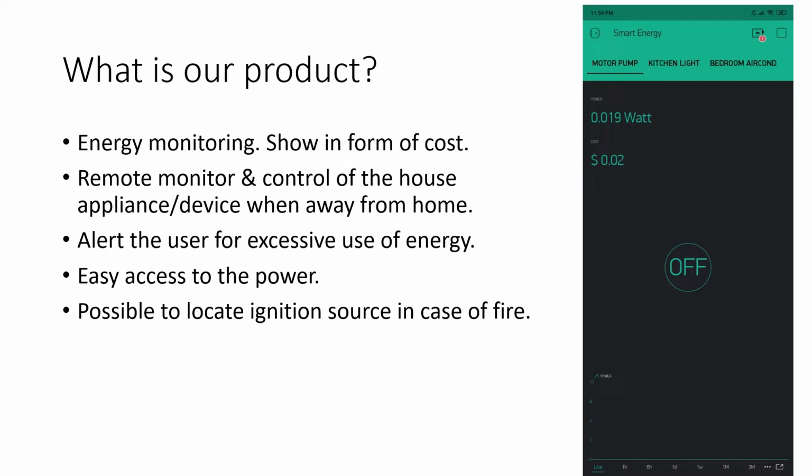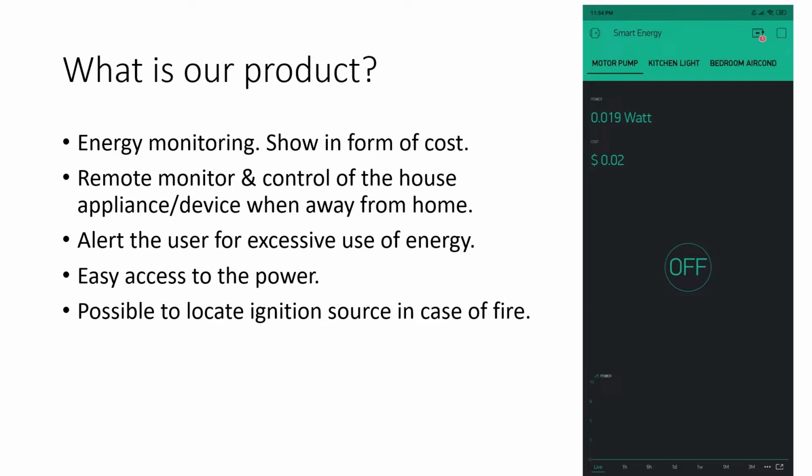The last one is, it's also possible for our product to locate the ignition source in case of fire. For example, there's a fire and you don't know which place started the fire. So you can track back by looking at the trend. For example, my fridge suddenly has a huge spike in current. So I can know that this fridge is actually what caused the fire, due to a short circuit.